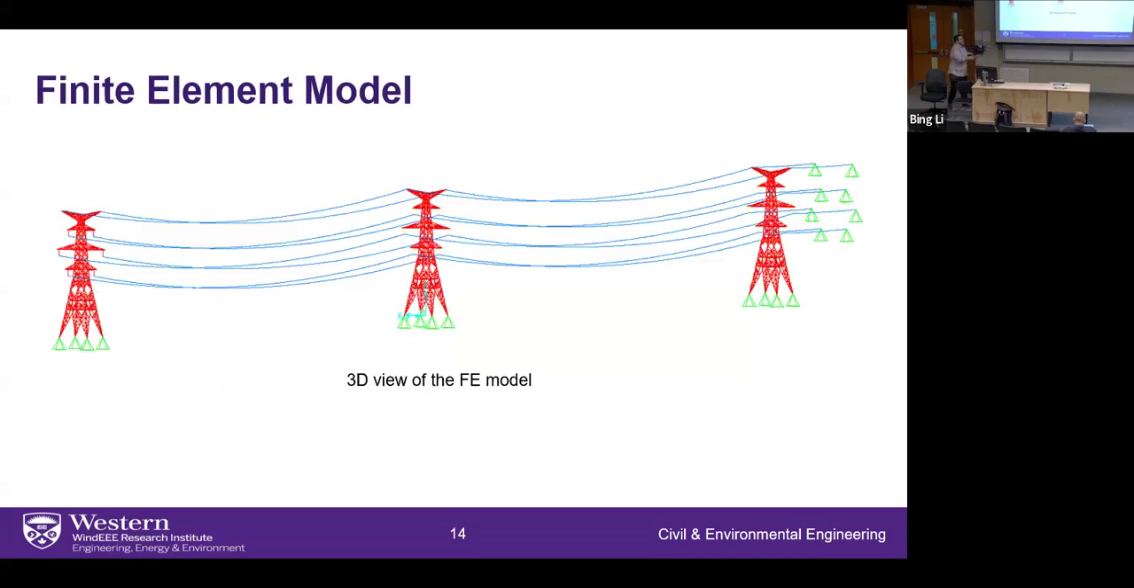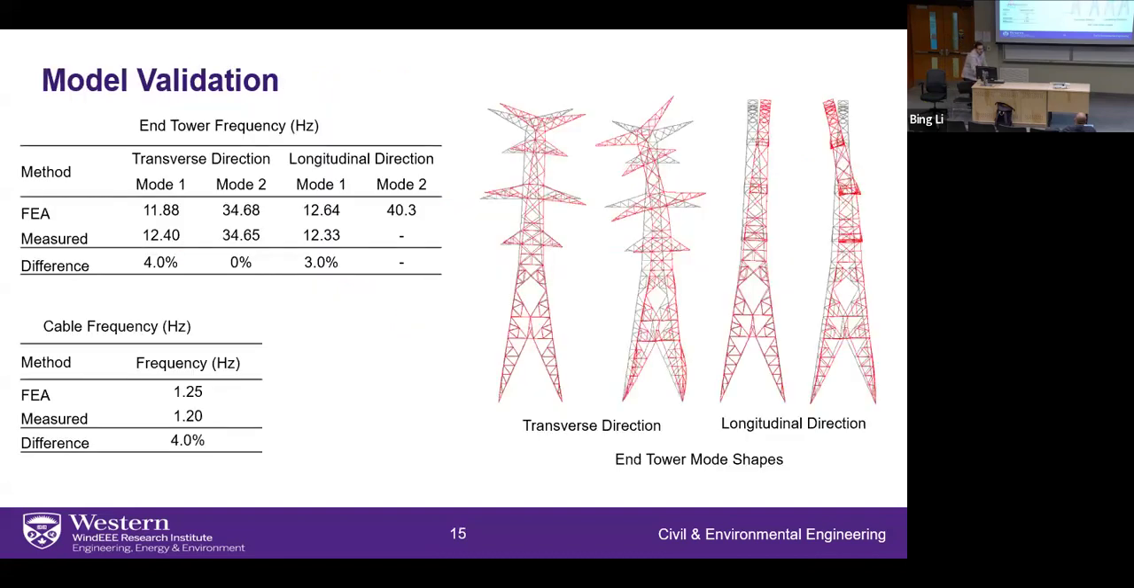So now we are modeling the tested line at the scaled model with the finite element model. So we are modeling the exact size and material of the towers and the cables. And here we are replacing the edge frame with pin supports. First, we are validating the finite element model using the data we have from the test.